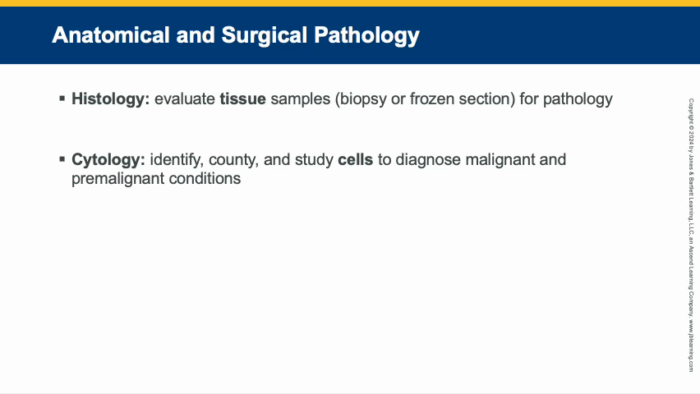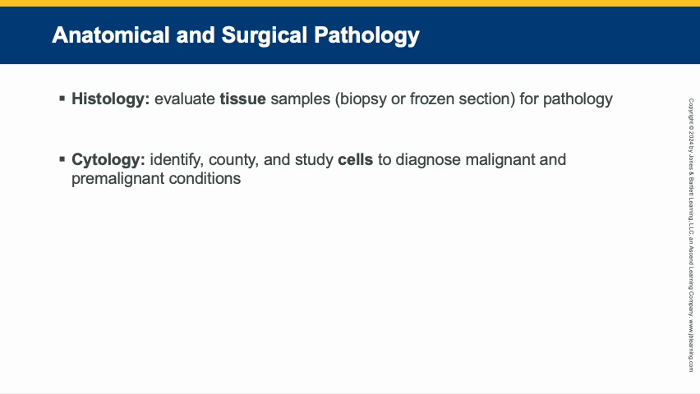or diseased. Two of the most common techniques used to obtain histology specimens are biopsy of tissue or frozen section, where you take it from surgery, freeze it, and then examine it while the patient is still in the operating room to see if you need to do more surgery.